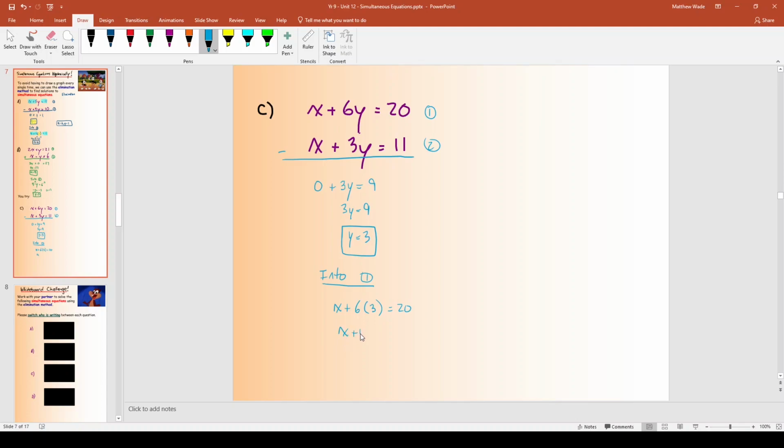Okay, so x plus 18 equals 20. Take 18 off both sides. X equals 2, like a beast. So I hope that you're okay at this. I hope you're getting your head around it.